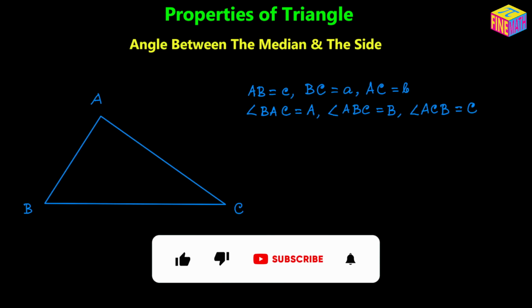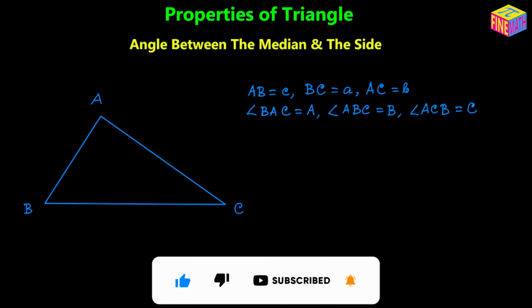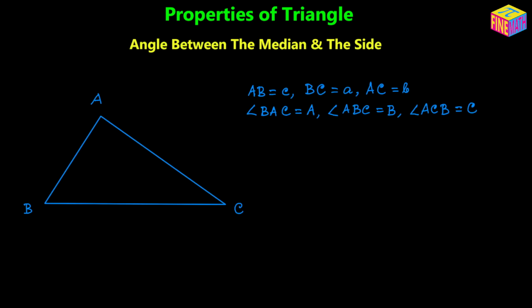And angle BAC, which is the angle near the vertex A, is represented by uppercase A degrees or radians, it really does not matter. Similarly, angle ABC, the angle near the vertex B, is represented by uppercase B, and angle ACB, the angle near the vertex C, is represented by an uppercase C. And let's suppose we have a median AD which joins the vertex A with the midpoint of BC, which is D. So AD is the median on BC.